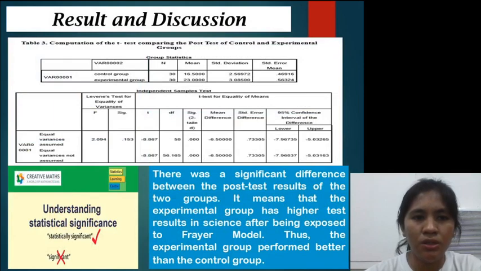Table 3 shows the computation of the t-test comparing the post-test of the controlled and experimental groups. There was a significant difference between the post-test results of the two groups. It means that the experimental group has higher test results in science after being exposed to the Frayer model. Thus, the experimental group performed better than the controlled group.